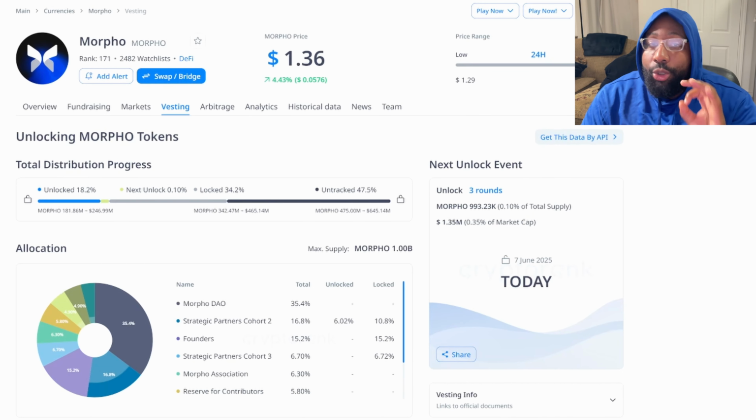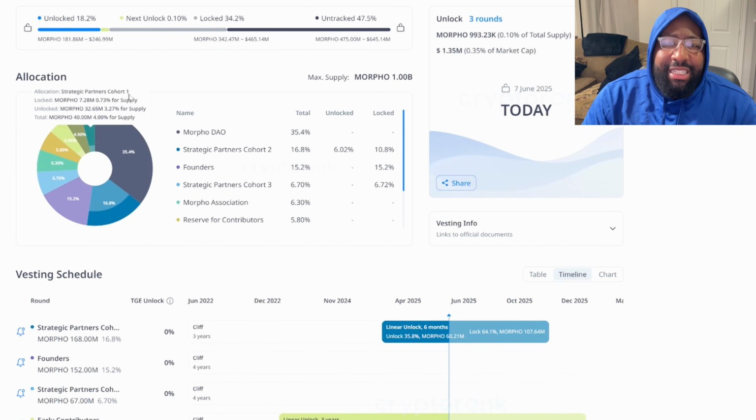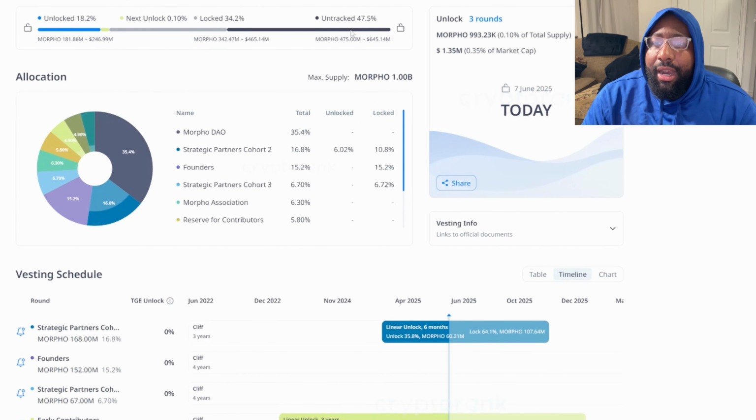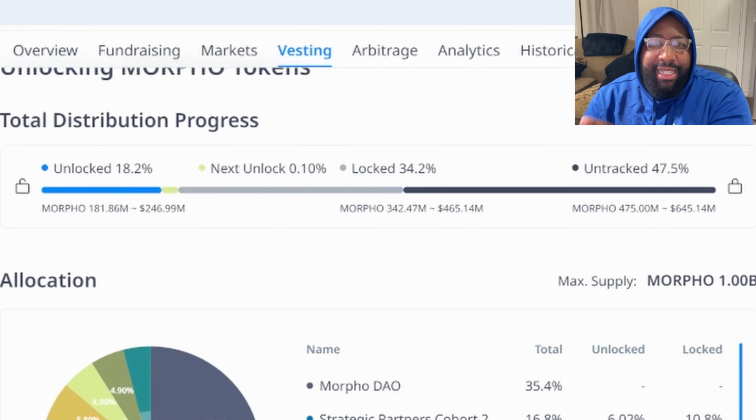Now, remember I told you we're going to talk about the vesting schedule as well. I already have it opened up on a site that I use regularly called cryptorank.io. And I clicked on the vesting tab up top. And what it's actually going to do is give you an entire breakdown of everything pertaining to Morpho's token schedule. So you can see that only 18% has been unlocked, around 34% is unlocked, and another 47% is untracked.